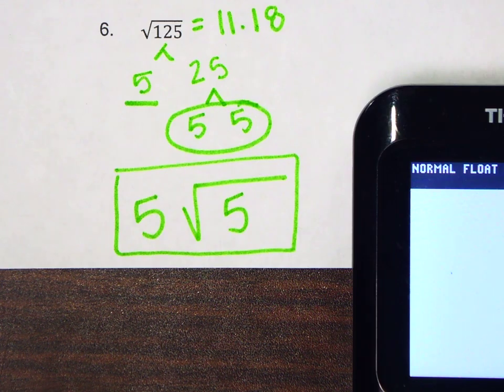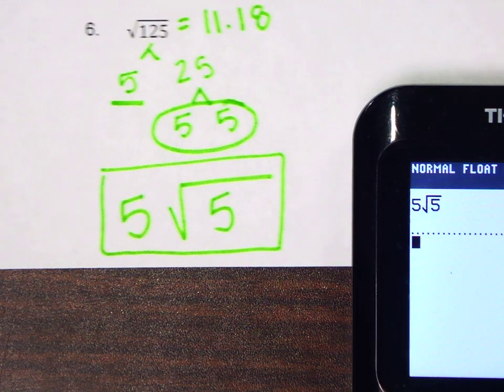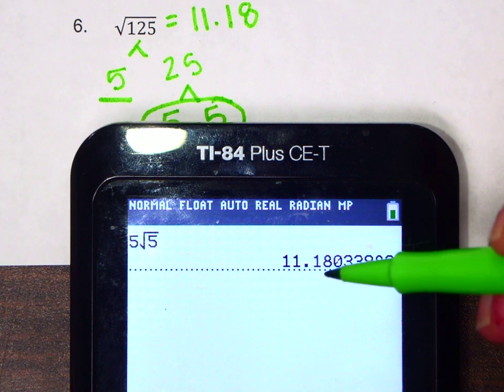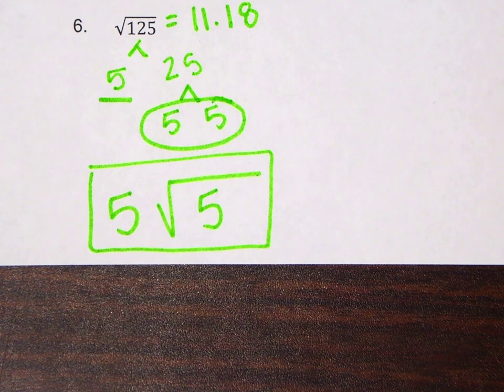that it's right. So I'm going to type 5 square root of 5 in, and you should get the exact same decimal that we typed in the beginning.